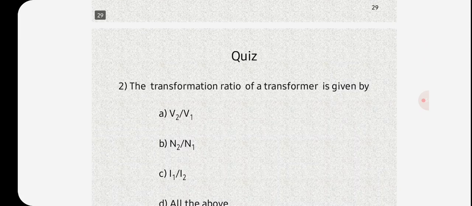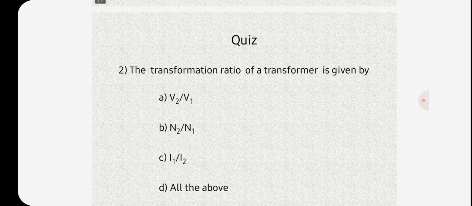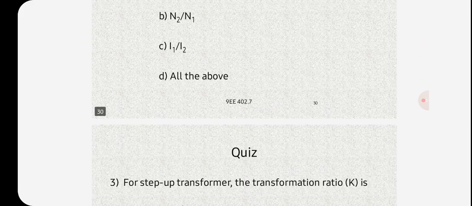The next quiz question: the transformation ratio of a transformer is given by V2 by V1, N2 by N1, I1 by I2. The transformation ratio K is equal to E2 by E1, V2 by V1, N2 by N1, and the current is in opposite, so I1 by I2. The answer is all of the above.